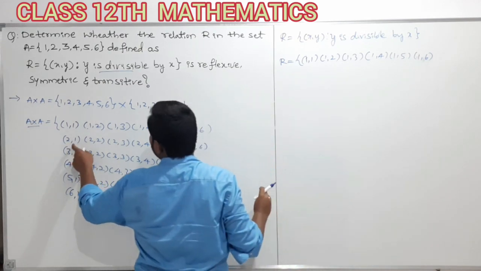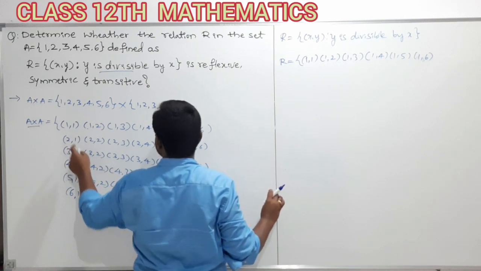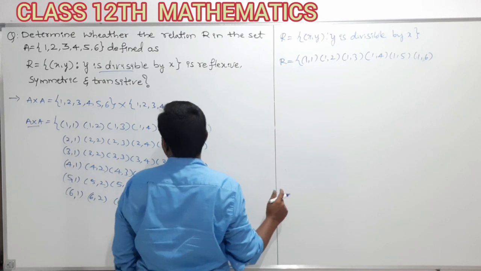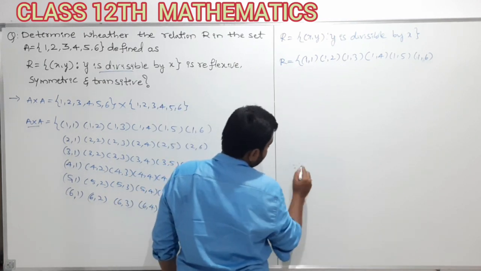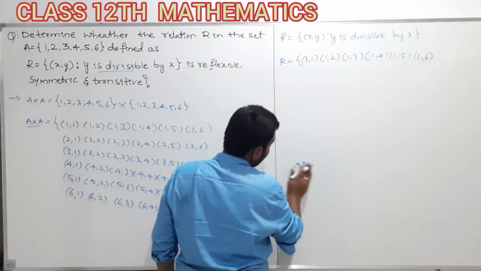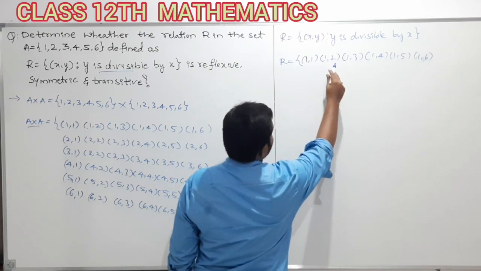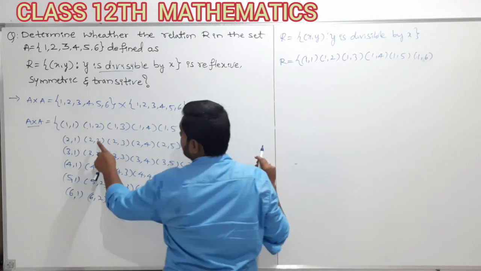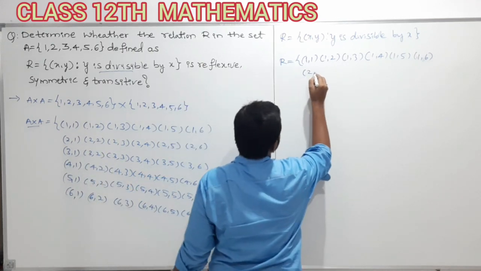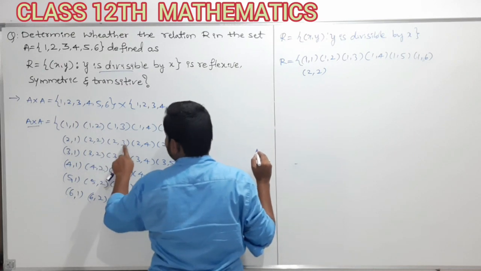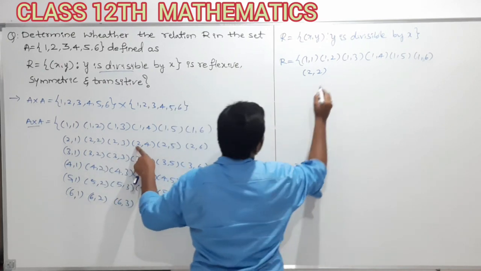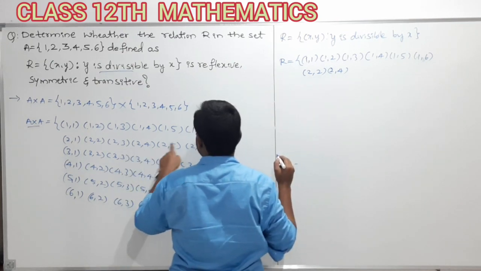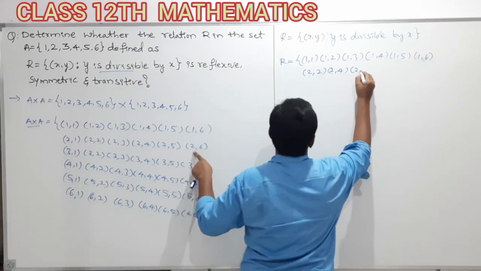Next, here it is (2, 1). Is 1 divisible by 2, my dear students? Please check: 1 is not divisible by 2. 2 is divisible by 1, but 1 is not divisible by 2. But 2 is divisible by 2. 3 is not divisible by 2, 4 is divisible by 2, so (2, 4). 5 is not divisible by 2, 6 is divisible by 2, so (2, 6).